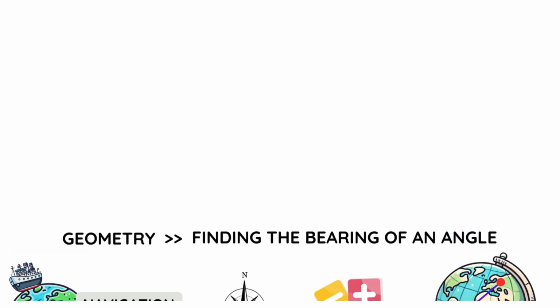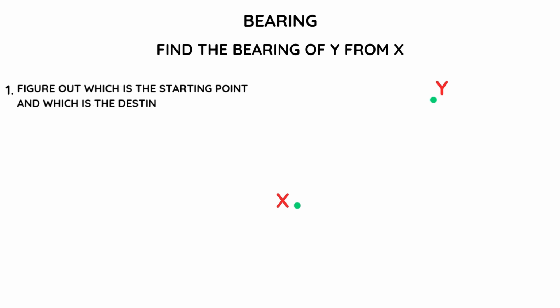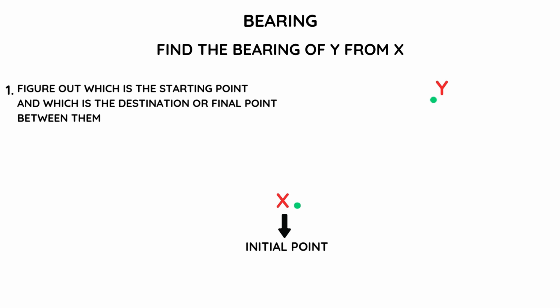Let's start with a very basic question. In this question, we are asked to find the bearing of y from x. Here we have y and x. When finding the bearing, we will follow 2 simple steps. Step number 1 is to figure out which is the starting point and which is the destination, or final point. For example, since we need to find the bearing of y from x, x is our initial point and y is our final point. You will draw a line from your initial point to the final point, and you can also add an arrow to indicate the direction clearly.